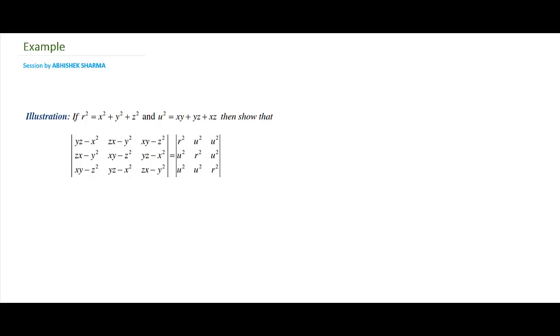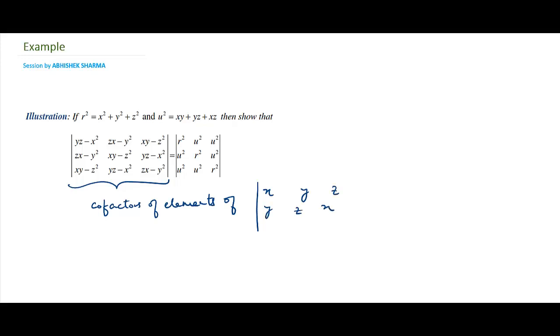In previous videos we had learned that this particular determinant on the left side is the determinant obtained by cofactors of elements of the simple cyclic symmetric determinant, that was precisely x, y, z, y, z, x, and then you have z, x, y. So this determinant on the left side is the determinant obtained by cofactors of this particular determinant. You can verify this as well.